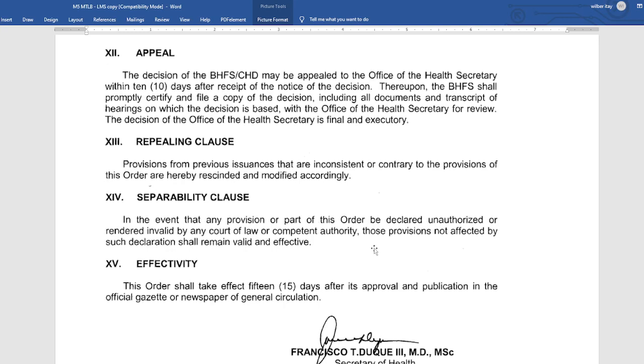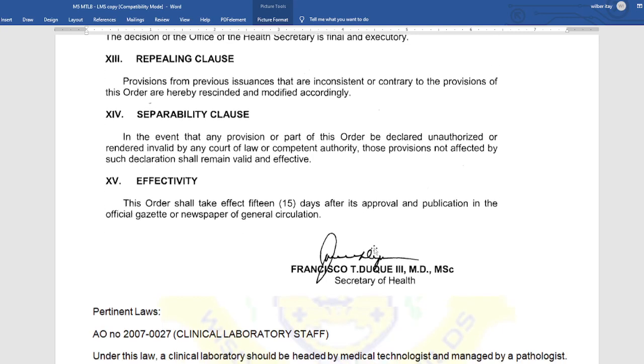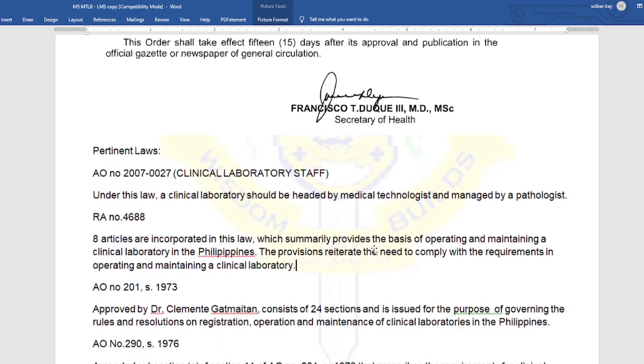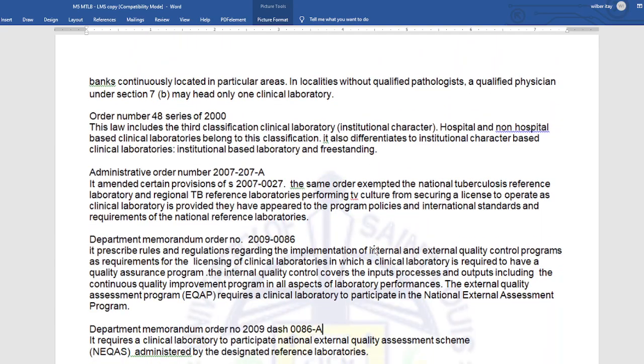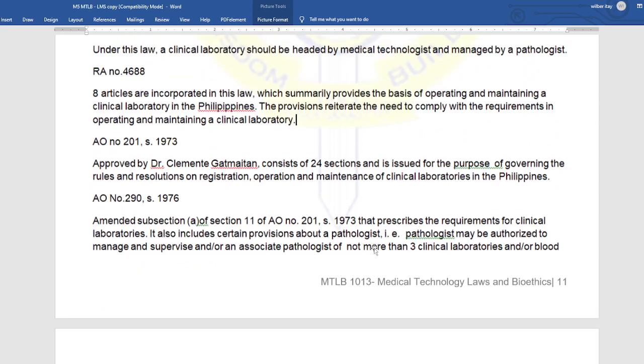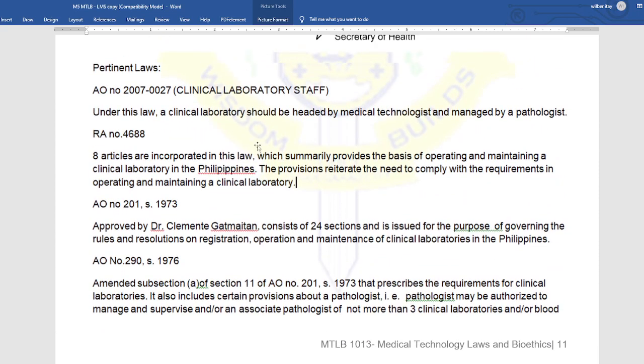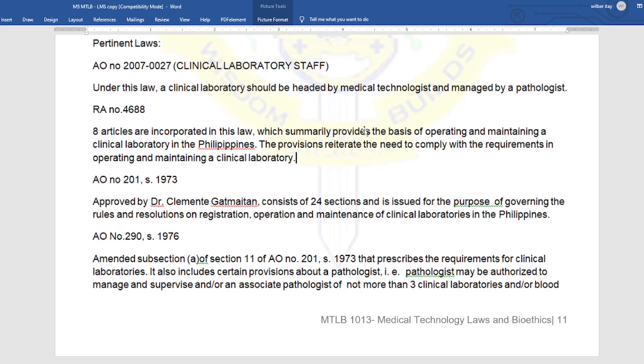So, we have the repealing clause, the separability clause, and the effectivity. So, there are also pertinent laws, guys. So, here yung mga pertinent laws. So, you read and understand. Okay. So, like this one, EO number 2007. So, we are headed by pathologists.